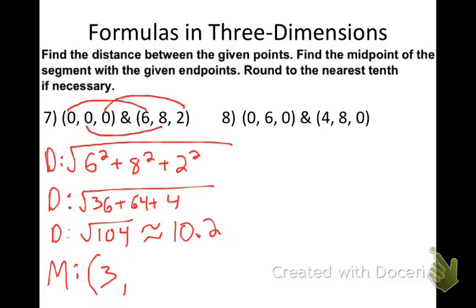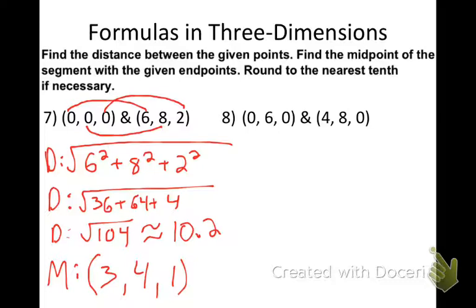Then I do my y values. 0 plus 8 is 8. 8 divided by 2 is 4. And then I do my z values. 0 plus 2 is 2. 2 divided by 2 is 1. So I get 3, 4, and 1. Couldn't you just divide the right one by 2? Just because it's 0, 0, 0, so that doesn't always happen.